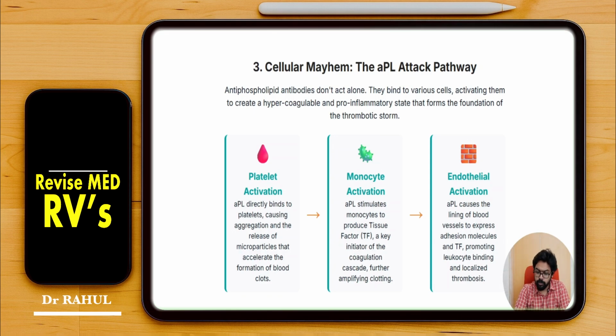formation of blood clots. Similarly, it binds to monocyte and releases tissue factor, which is a key initiator of the coagulation cascade. APL antibody also binds to the blood vessels and increases the expression of adhesion molecules as well as the release of tissue factor, again promoting more thrombosis.